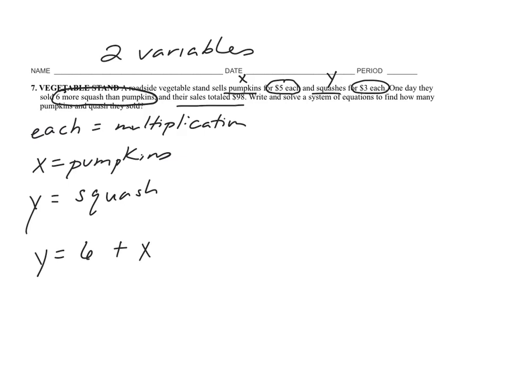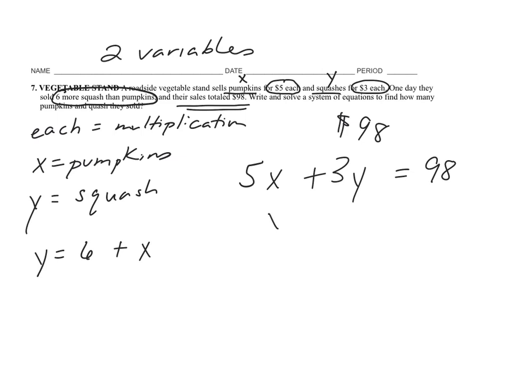So they made a total of $98. So $98 is the profit they made. How do you think they got $98? Exactly. Together, so you added them up. But pumpkins and squash cost a certain amount of money, don't they? So there's your equation. And your other equation was this, 6 plus X.